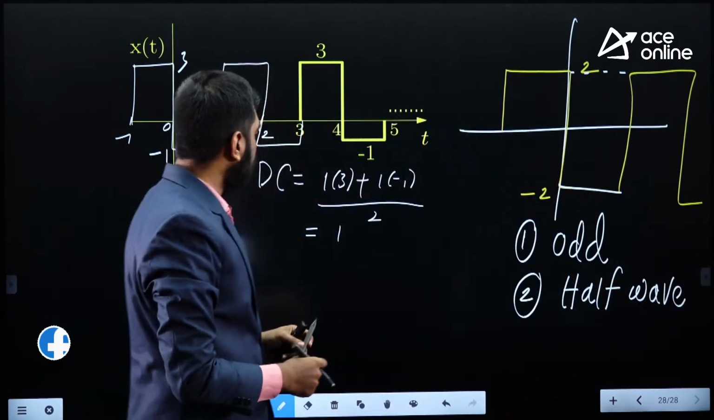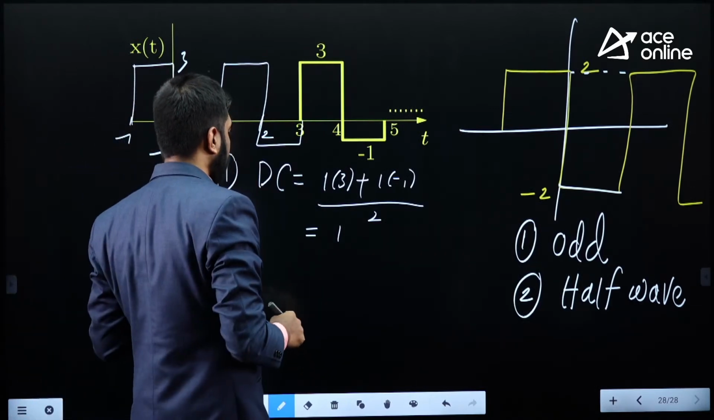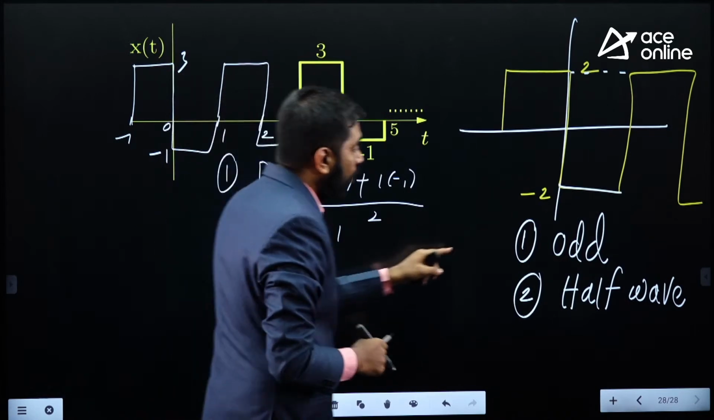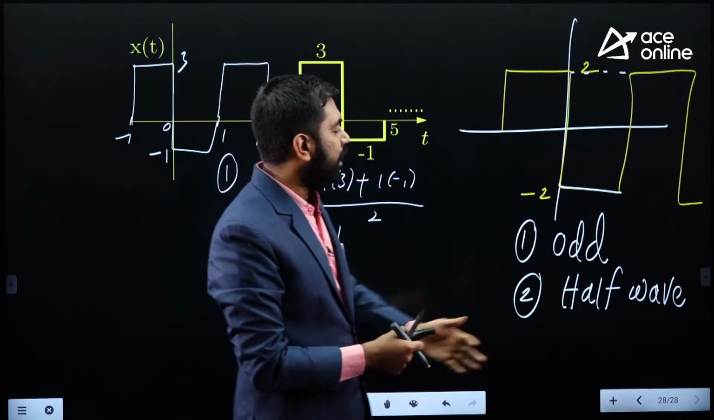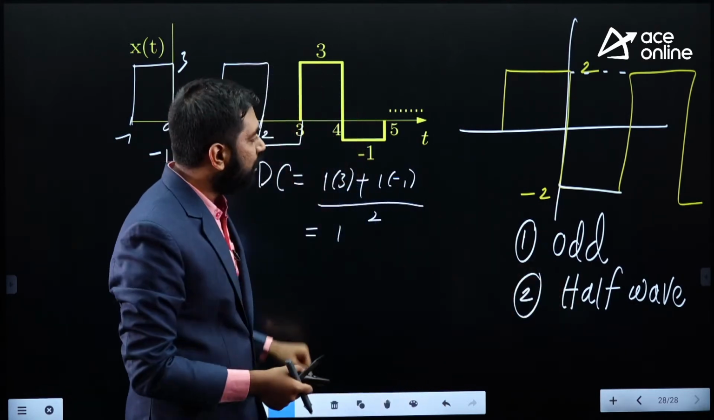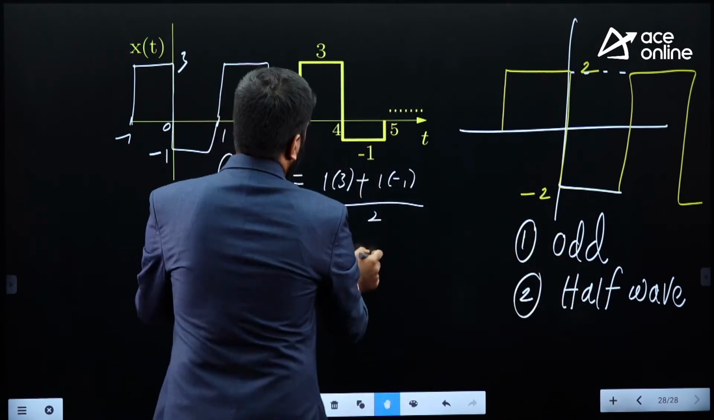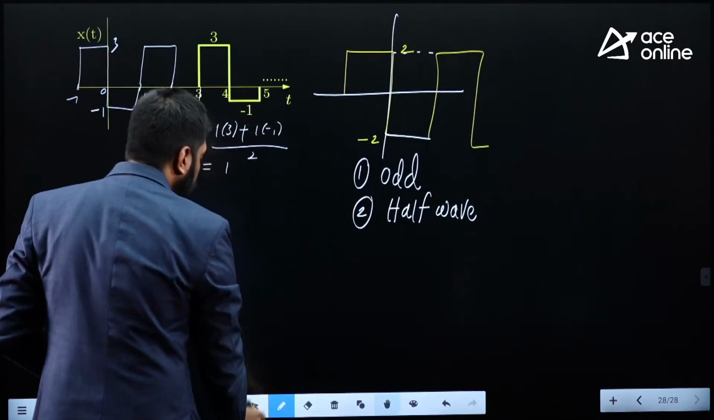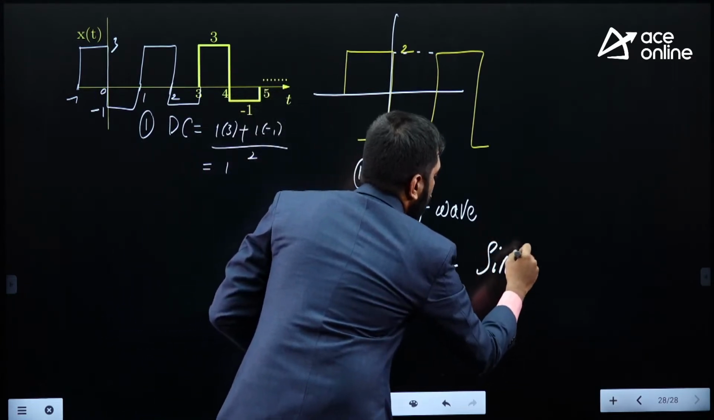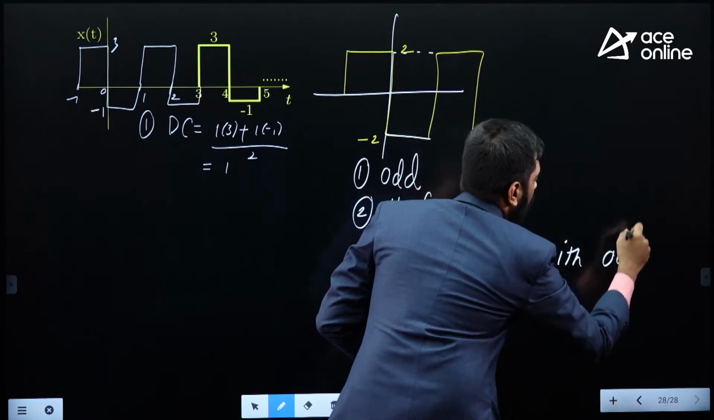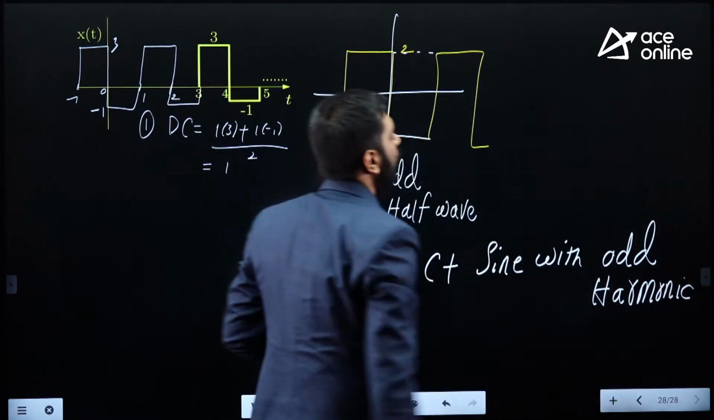So what's the conclusion? In the Fourier series representation, it has got the DC value. The signal exhibits odd symmetry, because of which there are no cosine terms. In addition to that, it has half wave symmetry. Now I can say that there is a DC value, sine with odd harmonics. Let's write that comment. The Fourier series contains what? DC along with sine odd harmonics. So we have DC plus sine with odd harmonics.